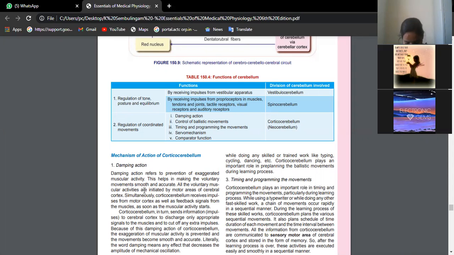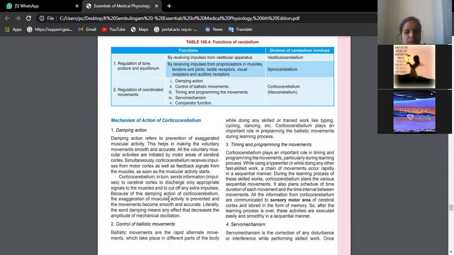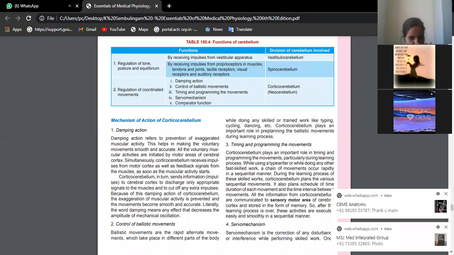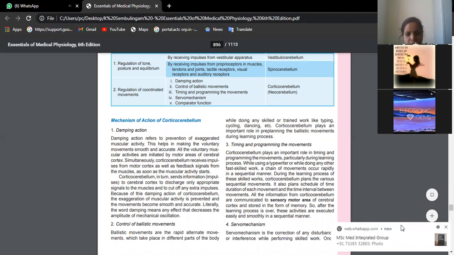Whatever movements are not required are just calmed down. That's what is called damping action. This helps in smooth, coordinated activities of our muscular movements. It decreases the amplitude of mechanical oscillations. Like that, many examples are there.